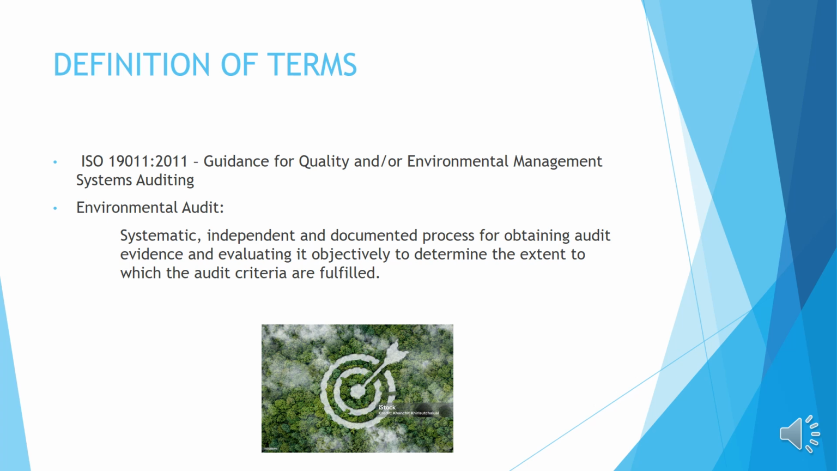Definition of terms. ISO 19011 of 2011, Guidance for Quality and/or Environmental Management Systems Auditing. Environmental audit: a systematic, independent, and documented process for obtaining audit evidence and evaluating it objectively to determine the extent to which the audit criteria are fulfilled.